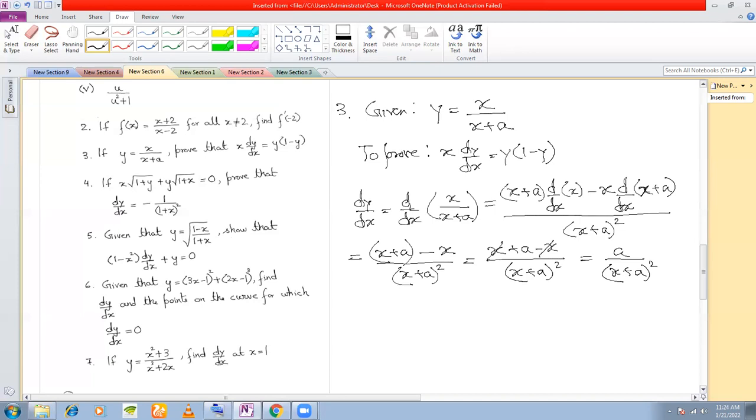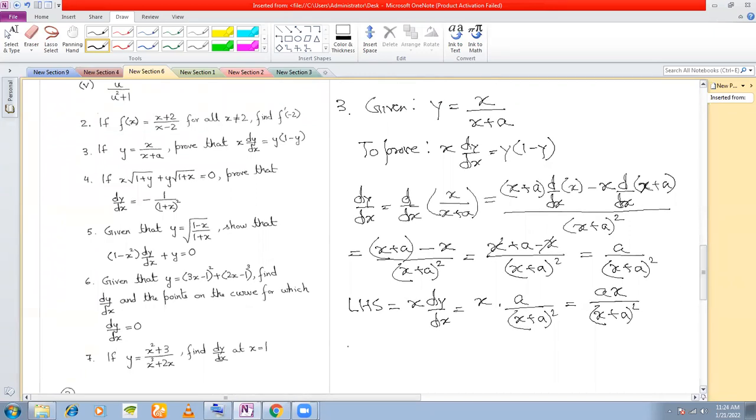Now what do we need to prove? We need to prove x dy/dx is equal to y into (1 - y). So start from the left hand side. Left hand side is x dy/dx, and dy/dx we have already found. x into dy/dx here is a by (x + a) square. So you're getting the left hand side as ax by (x + a) square. Okay. Now we show that the right hand side is also equal to ax by (x + a) square.